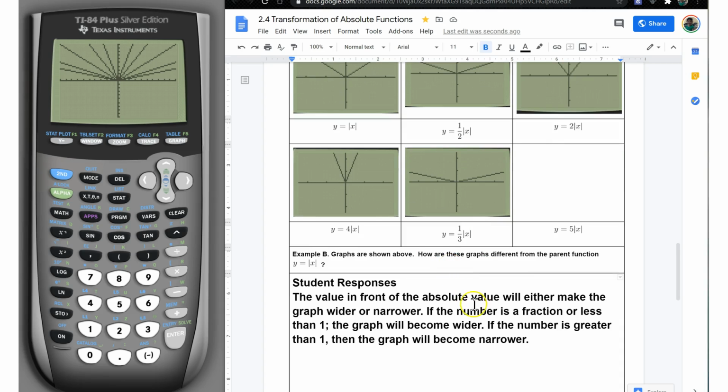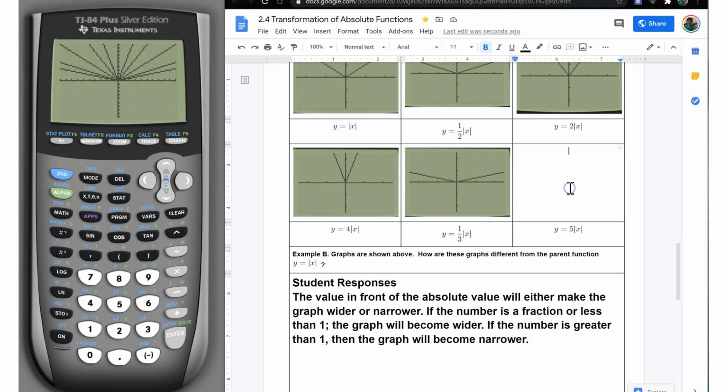The value in front of the absolute value will either make the graph wider or narrower. If the number is a fraction or less than 1, the graph will become wider. If the number is greater than 1, then the graph will become narrower.